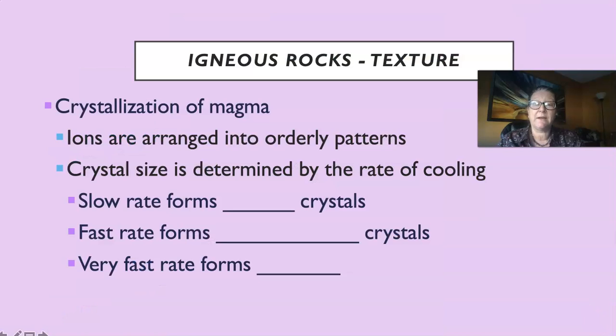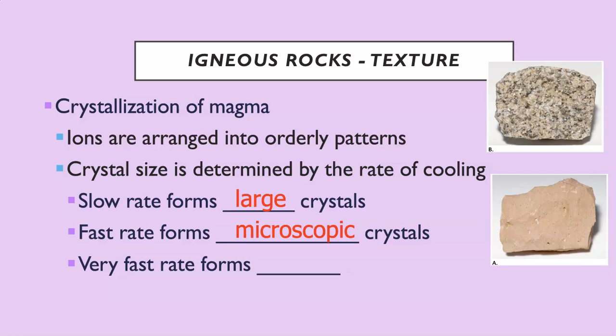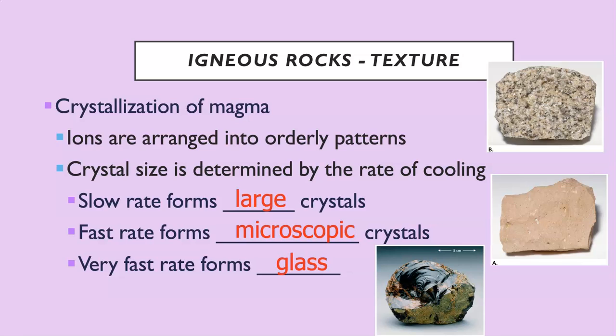Igneous rocks are classified on the basis of two features: texture and composition. The texture has to do with the size of the crystals, and remember that this is directly related to the rate of cooling. Slow cooling forms large crystals, such as shown here in this rock. Fast cooling produces microscopic crystals. They're there, but they're very difficult to see without a microscope. And extremely fast cooling forms no crystals. It forms a glass, such as obsidian.